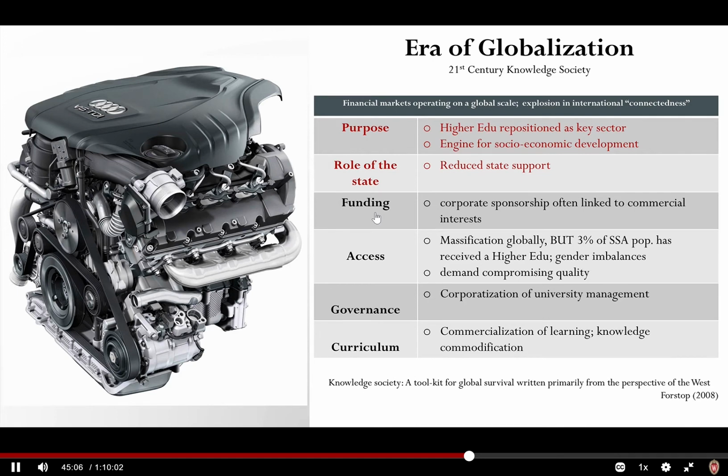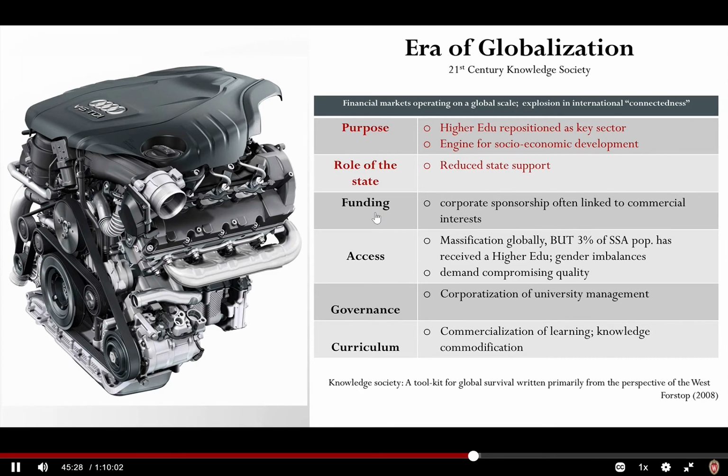And this is what I'm calling also the 21st century, and which is talked about in a lot of ways as the knowledge society. What we see here is the purpose of higher education is again shifted. Higher education is being repositioned as a key sector in development, to an extent where we talk about higher education as the engine for socioeconomic development.